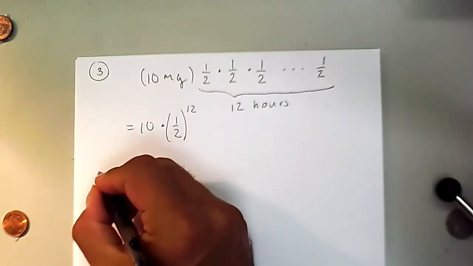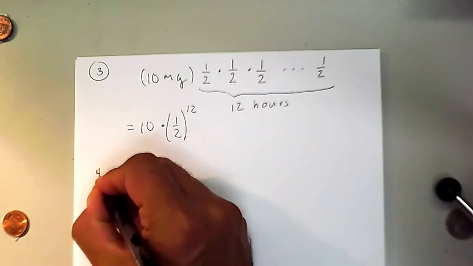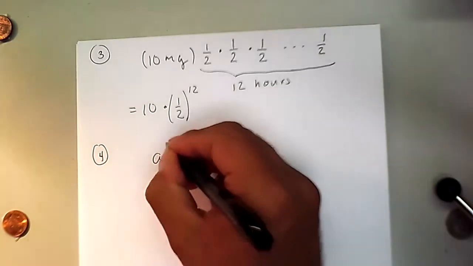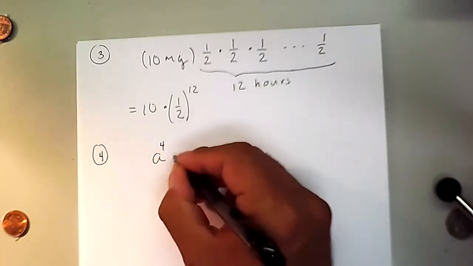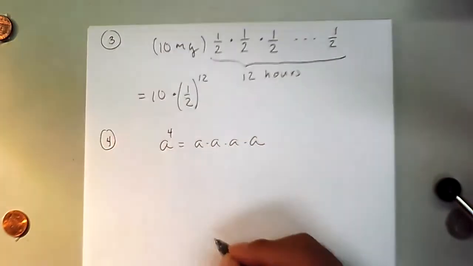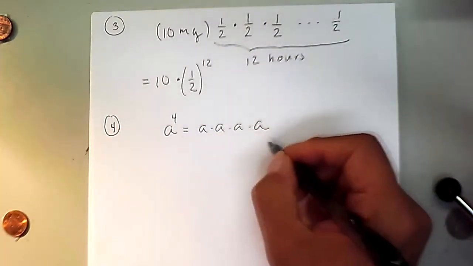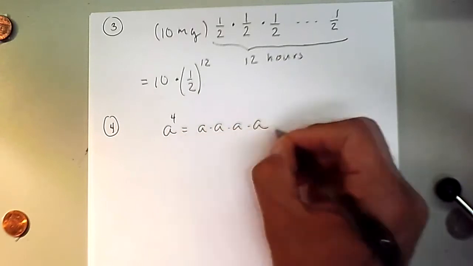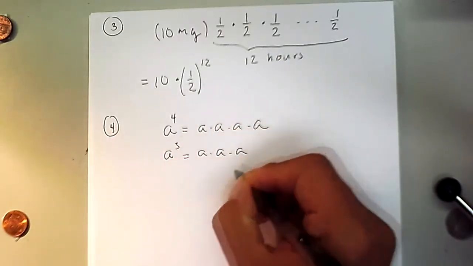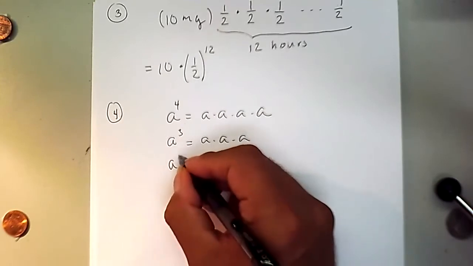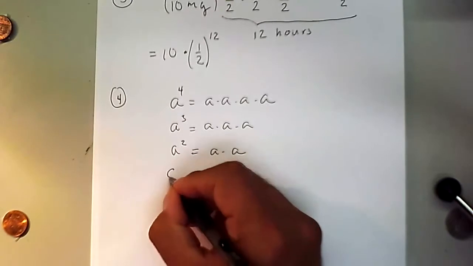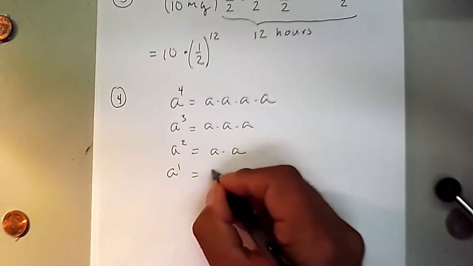So let's look at some numbers. If you have a base with an exponent of 4, of course, that means a times a times a times a. So it is a repeated multiplication of a with itself 4 times all together. A cubed means, of course, a times a times a. A squared is a times a. A to the 1 is just a.